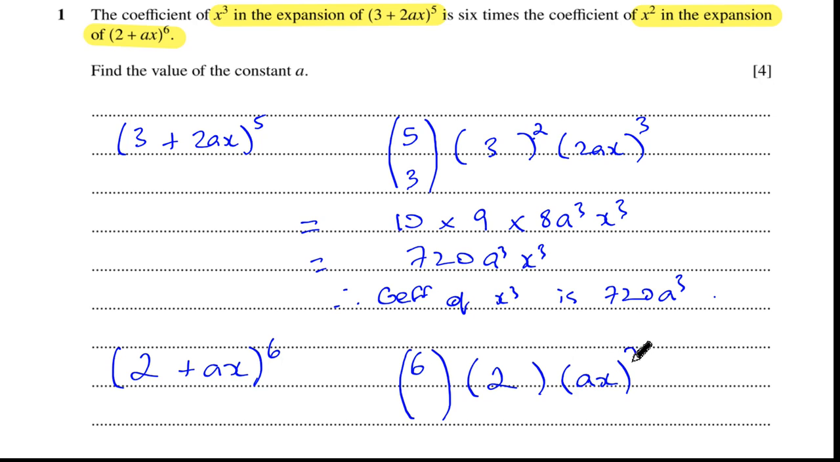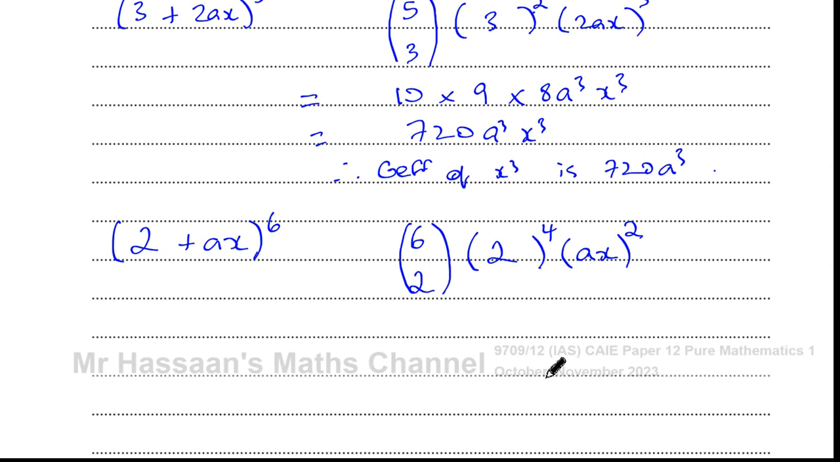So there's going to have to be a 2 power here. That will give me the x squared term. Now these 2 numbers, the powers must add up to give me 6. So there's going to be 4 here. And here, again, I could put 6c4 or 6c2. It doesn't make any difference. It will give me the same answer. Now that will give me the coefficient of x squared.